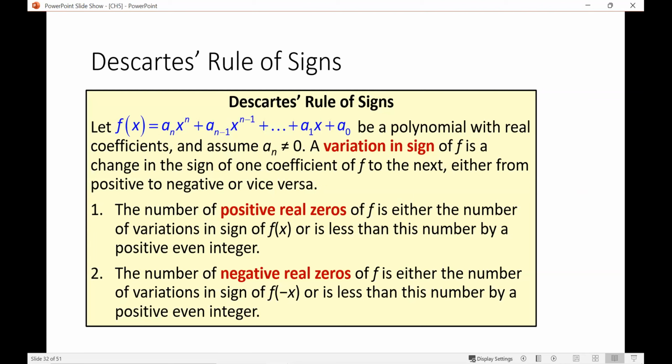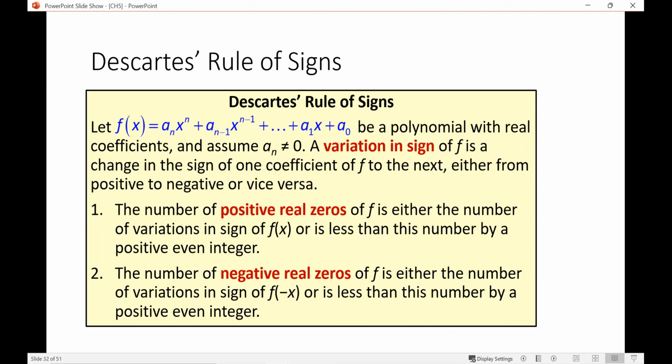One is Descartes' rule of signs. If we have a polynomial with coefficients, we're going to look at variations in sign, the change in sign from one coefficient to the next, either from positive to negative or vice versa. This is when it's written in descending order of degree. We're just going to look at the signs of the coefficients, see if they change or not, and count how many times they change.